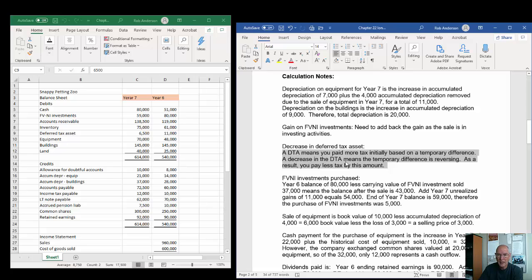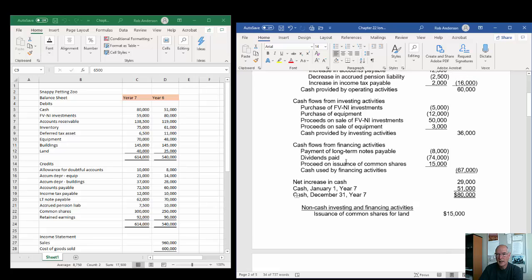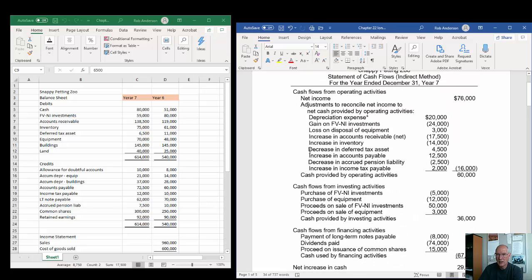So if you are paying less tax now, then that means it's an increase in your cash. So decreasing your deferred tax asset essentially gives you more cash flow than net income, because you've got your income tax expense, but you didn't have to pay it all. You used up some of your deferred tax asset.